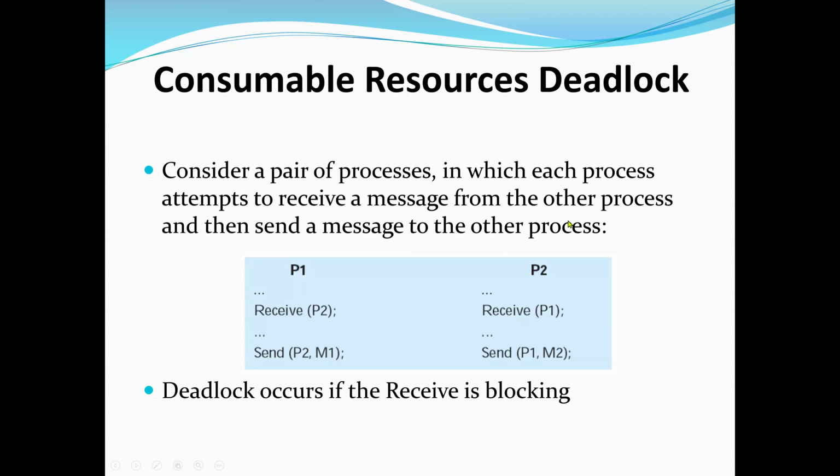Now, a consumable resource deadlock. Here we consider a pair of processes in which each process attempts to receive a message from the other process and then send a message to the other process. So receive and send. Deadlock occurs if the receive is blocking. So this is again an example of a deadlock involving consumable resources. The deadlock occurs if the receive is blocking. The receiving process is blocked until the message is received.